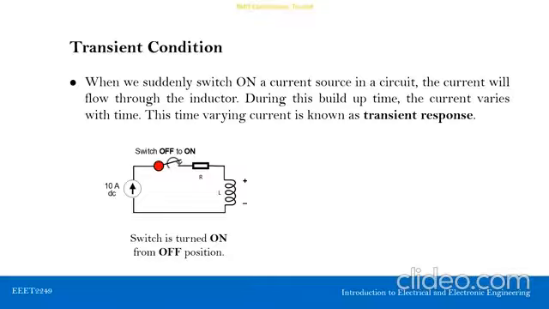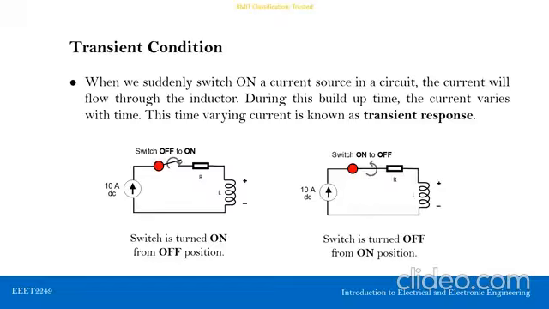For example, if a circuit remains in a condition such that suddenly the switch is turned on from the off position, we say that the circuit is in transient condition. In this circuit, the inductor will start charging after the switch is turned on. Similarly, if a circuit is suddenly switched in the opposite way, we say that the circuit is in a transient condition. In this circuit, the inductor will start discharging.